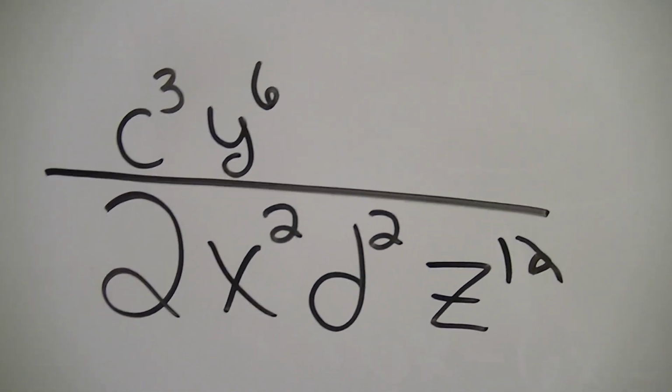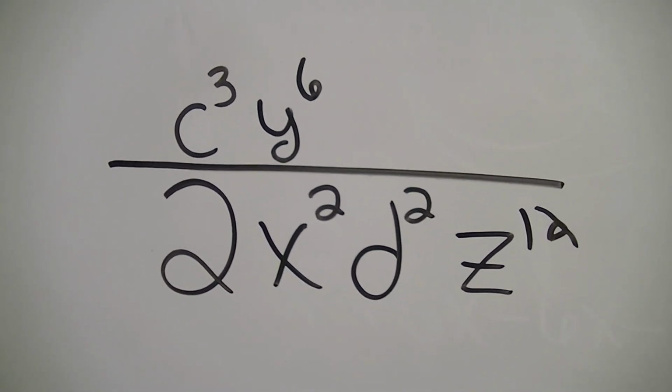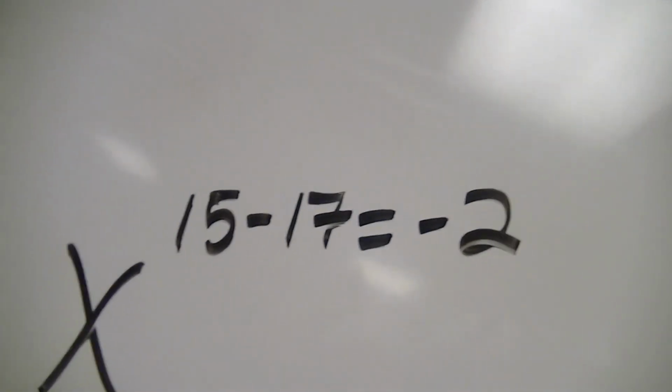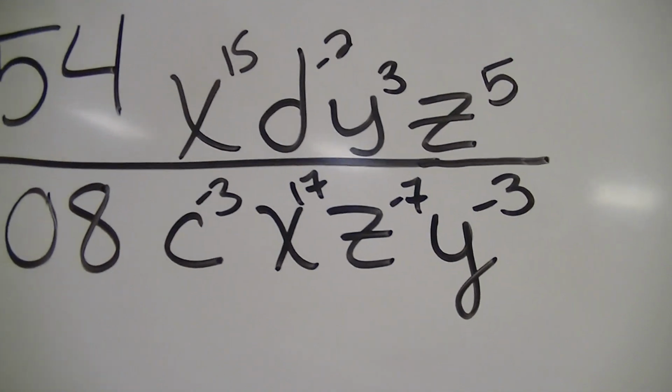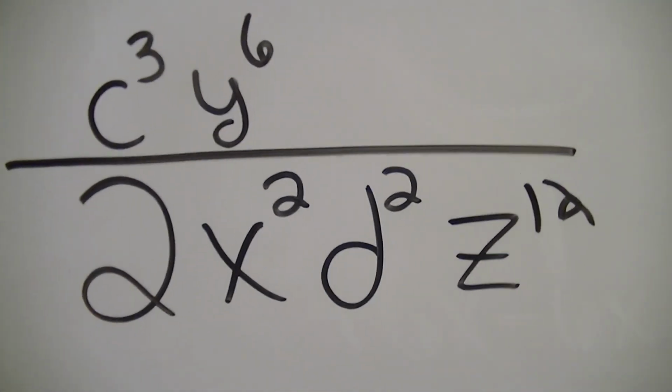But just remember, when you're doing your exponents like that, if you're dividing exponents, you're actually going to subtract those numbers. So remember, just like with our X's, even though we had 15 on the top and 17 on the bottom, we're saying 15 minus 17. That gives us our negative 2. That's why that goes on the bottom.